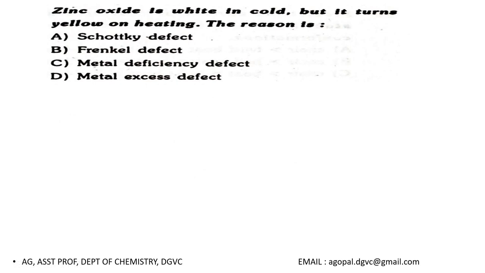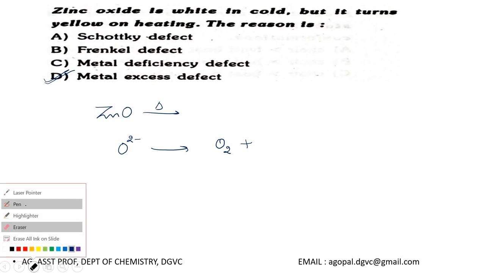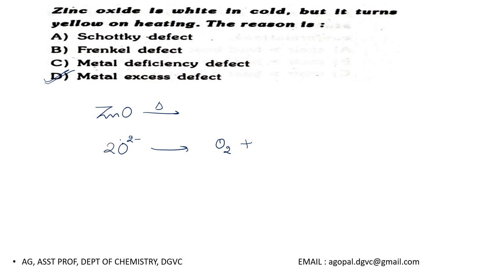Then zinc oxide is white in cold, but it turns yellow on heating. What is the reason? This is actually due to metal excess defect. It's a very simple one, you know very well, because on heating zinc oxide, what will happen? Oxide ions present in the crystal lattice will undergo oxidation. Sorry, it's not half O2; 2 O2- ions give you O2 and release 4 electrons.